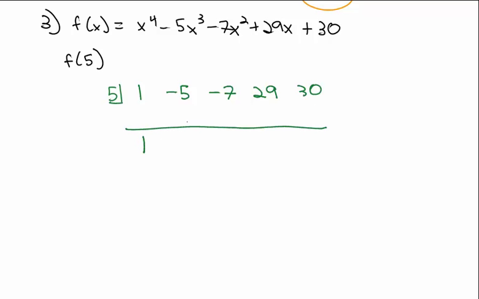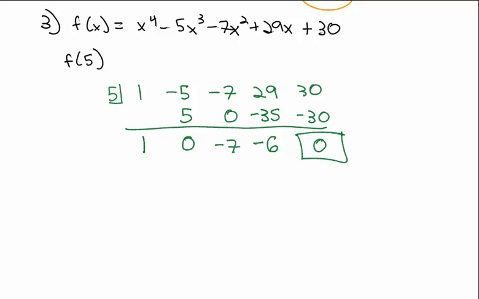Bring the 1 down. Times 5 is 5. Minus 5 is 0. Times 5 is 0. Minus 7 is negative 7. Times 5 is negative 35. Plus 29 is negative 6. Times 5 is negative 30. Plus 30 is 0. So f of 5 is 0.